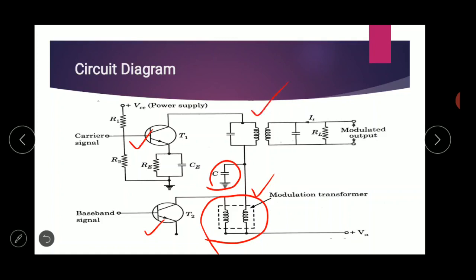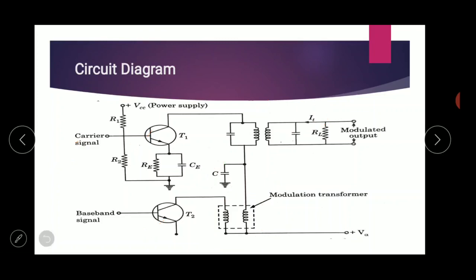Here one capacitor is used. This capacitor is used to isolate the modulation transformer from the high frequency carrier signal. Here a double tuned circuit is used for better performance. The resonance frequency of the tank circuit is equal to the carrier frequency, and the double tuned circuit has larger bandwidth than a single tuned circuit.